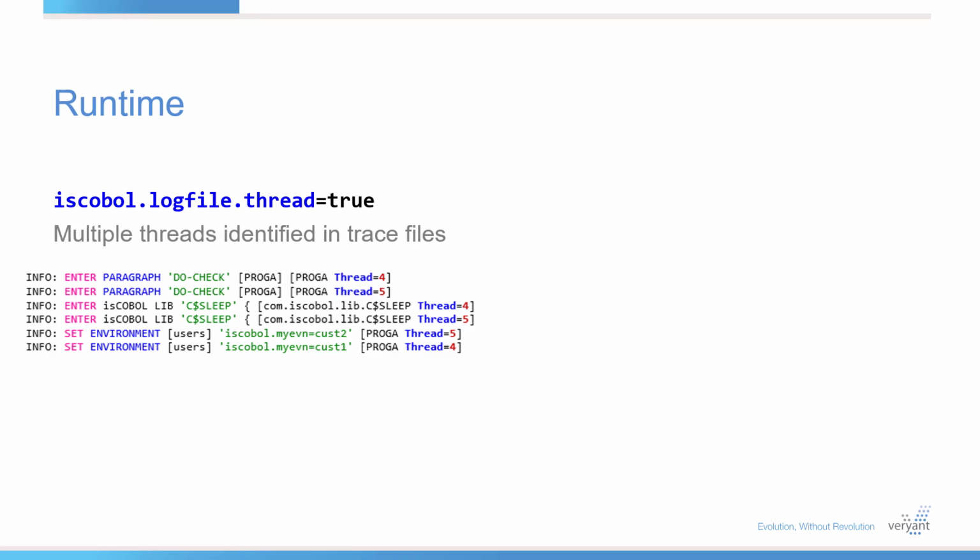When you're looking at a log file with multiple threads, it can be confusing which thread a line is referring to, especially if the paragraph names are the same. Now these threads are identified in the log file.